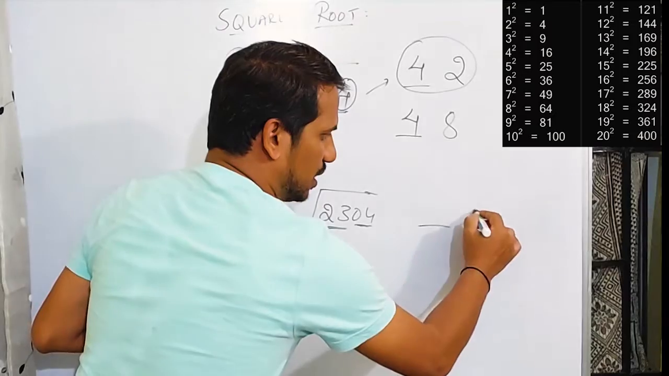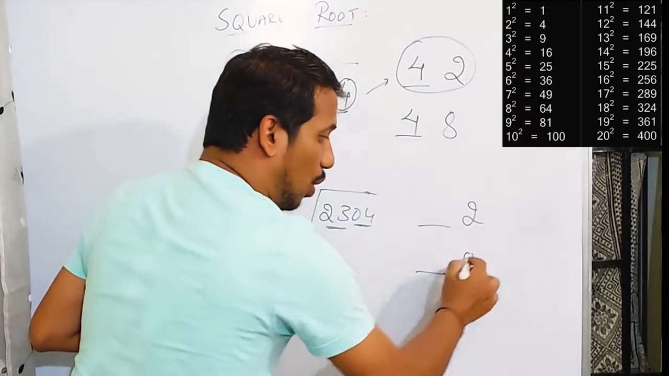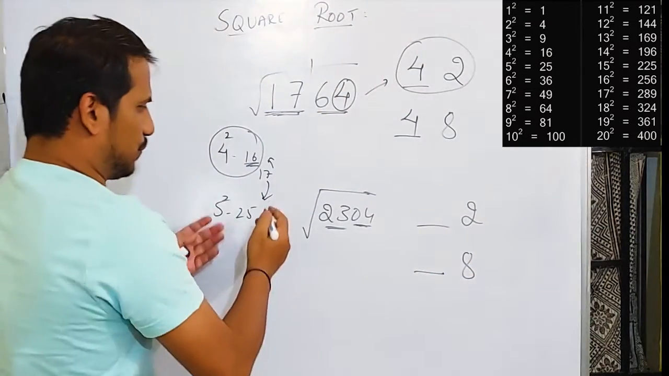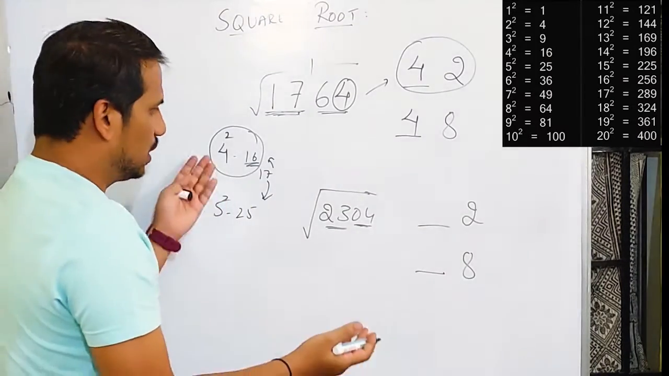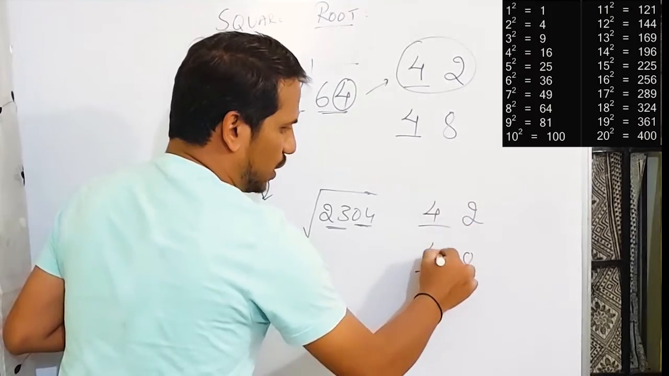Whatever may be the number, it will be either 2 or 8. Now, what is this number? Of course, even this resides between 4 square and 5 square. It is not exceeding 5 square. So, definitely it will be 42 or 48.